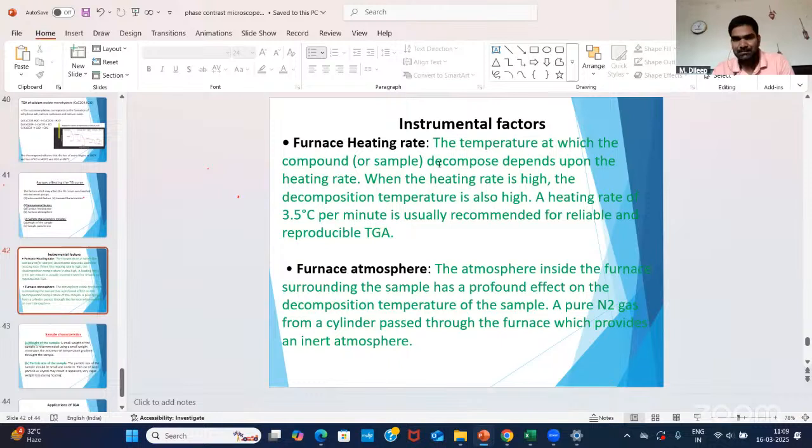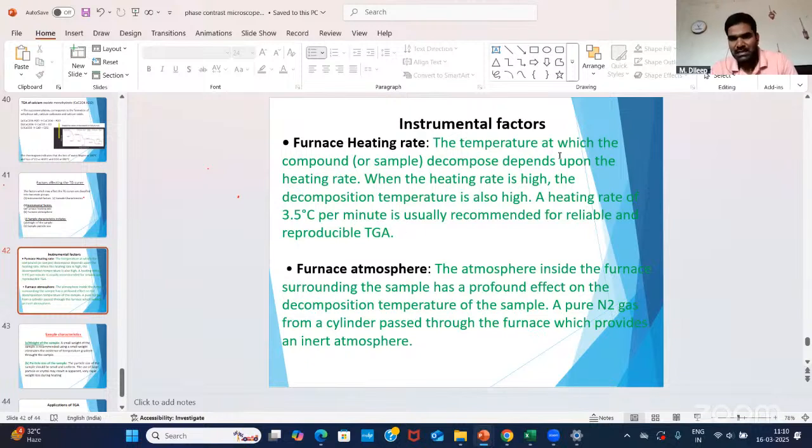Instrumental factors, as we have seen, are furnace heating rate and furnace atmosphere. How does the furnace heating rate affect it? Let us see. The temperature at which the compound or sample decomposes depends upon the heating rate, that is, how we are applying the heat. If you apply it at a high rate, the decomposition of the sample is also high, isn't it? If the heating rate is low, if you apply heat very slowly, there will be a gradual change in the weight, right? If you apply it rapidly, the temperature of the sample changes quickly, and there may be disintegration or decomposition of the sample.